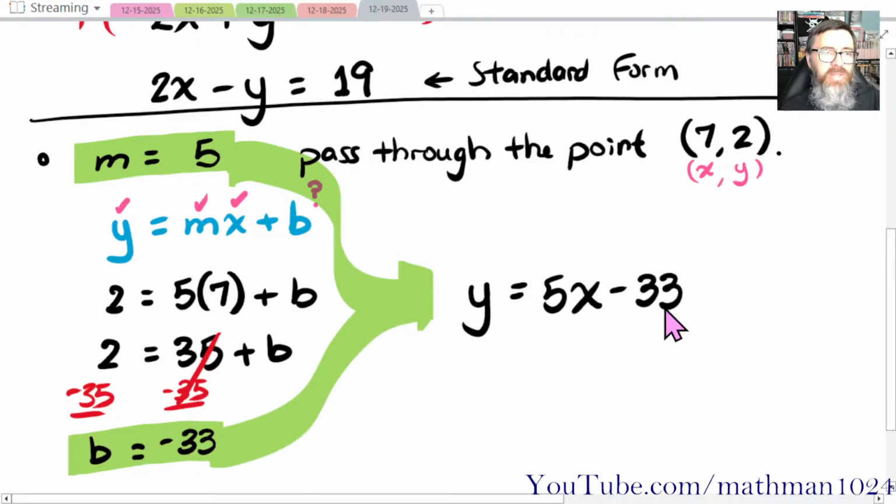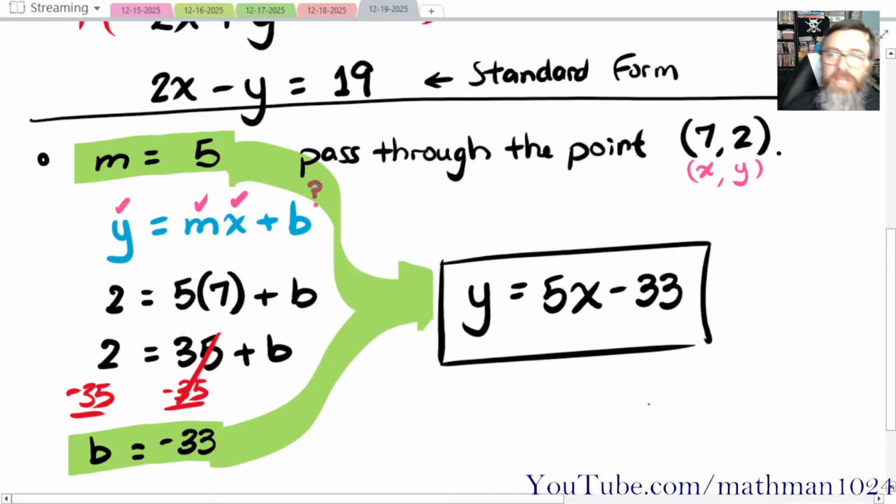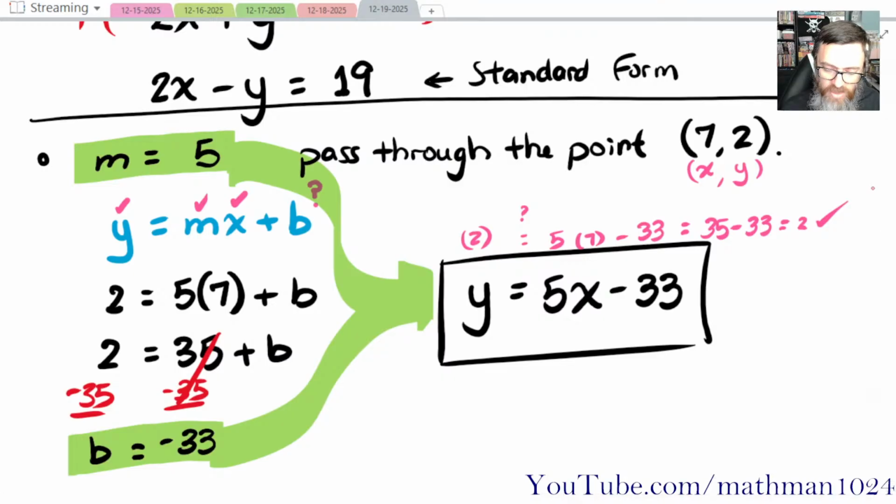This is an equation that has a slope of 5, and it has that (7, 2) as a solution. Now, if you don't believe me, take a moment and check this, right? If I were to plug in 7, do I get 2? So let's see, if I do 5 times 7 minus 33, what happens? 5 times 7 is 35, minus 33, and yeah, this does equal 2, so I know that my equation is correct. So, nice and easy, right?